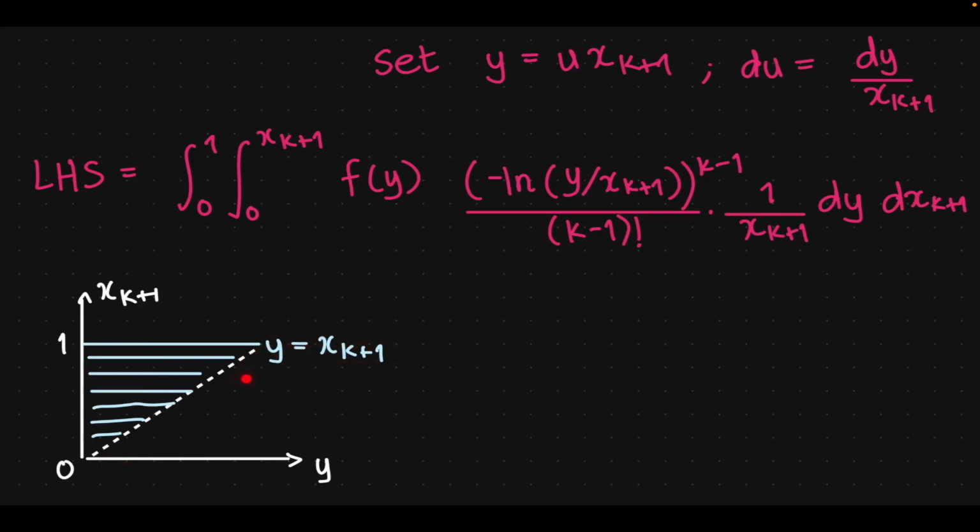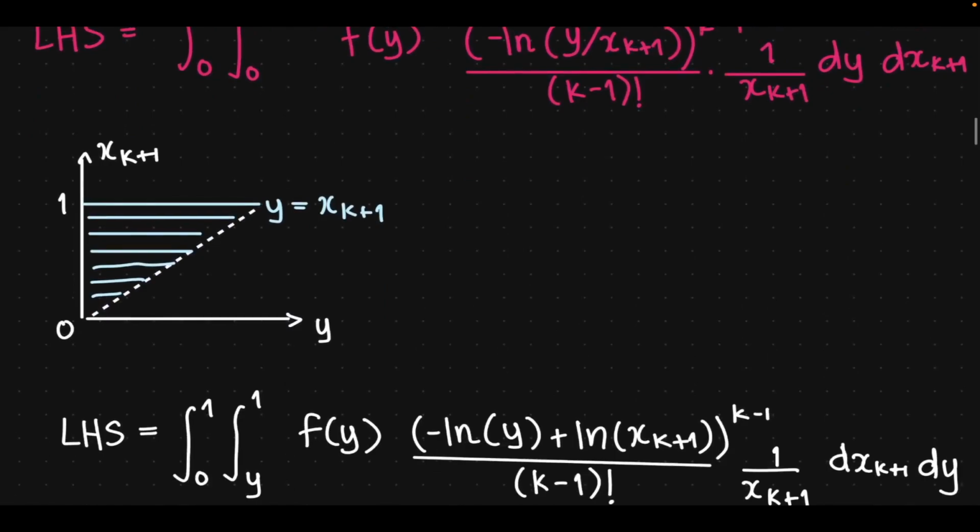So to change the variables of integration, we have y going from 0 to 1, but x_{k+1} has to go from y to 1, right? Because it starts here, which is x_{k+1} equals y, and then goes to 1. And the other one is essentially trapped in this unit square, so it has to go from 0 to 1.